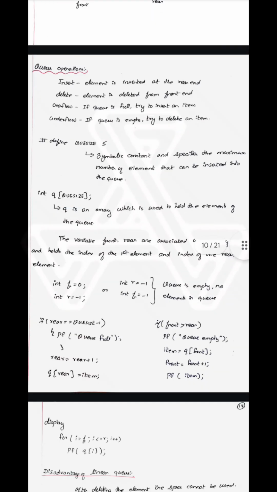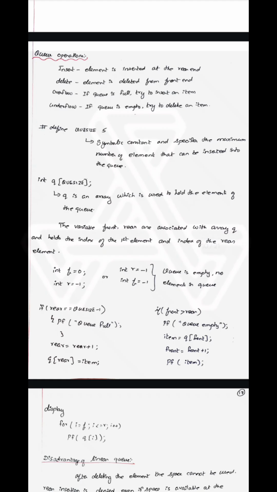Queue operations: insert, an element is inserted at the rear end. Delete, elements are deleted from the front end. Overflow: when the queue is full and we try to insert an item, that is overflow. Underflow: when the queue is empty and we try to delete an item, that is underflow.